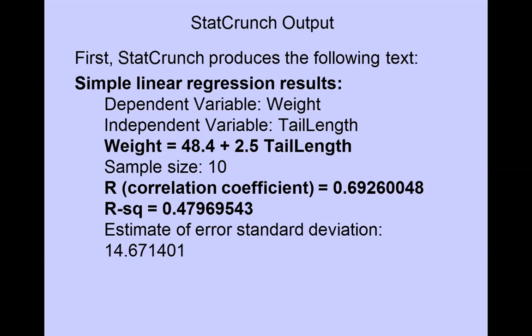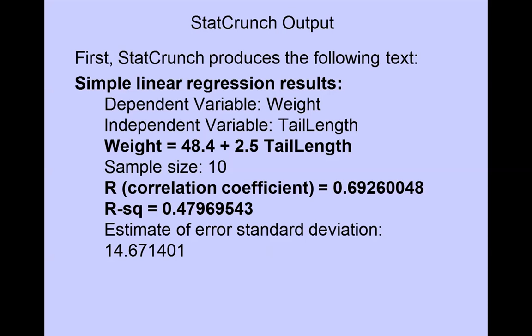The correlation coefficient R is calculated as 0.69260048, and a lot of times we will round this off just to a few digits. The R square value literally is R raised to the second power, and that turns out to be 0.47969 and then some other digits. And we'll talk about how we interpret that in a later video.